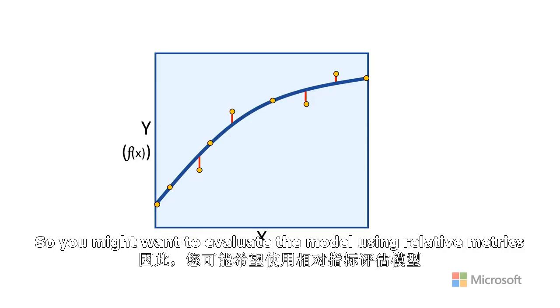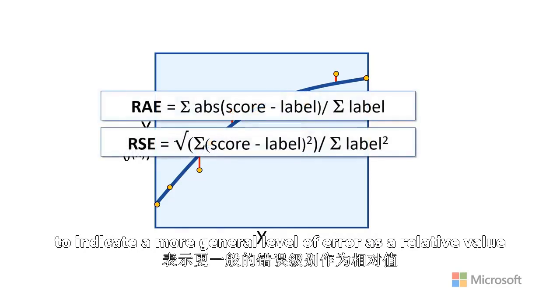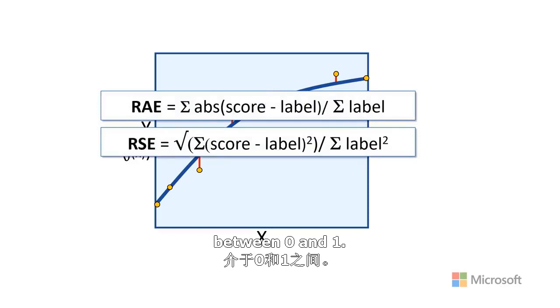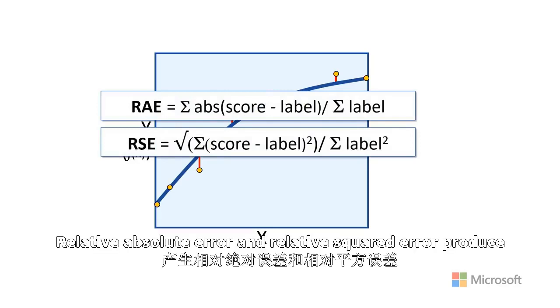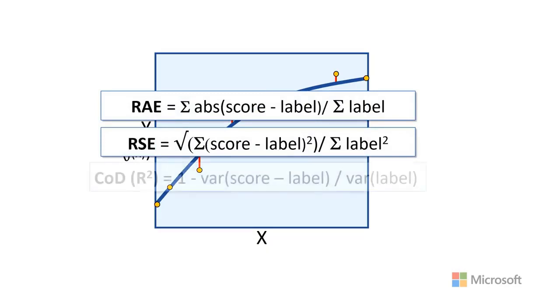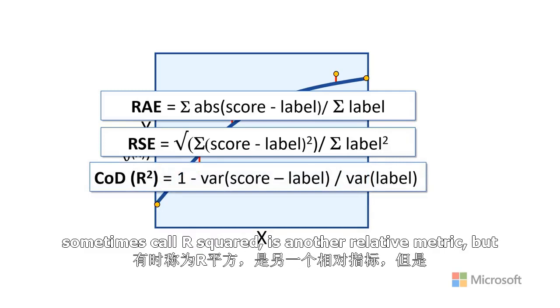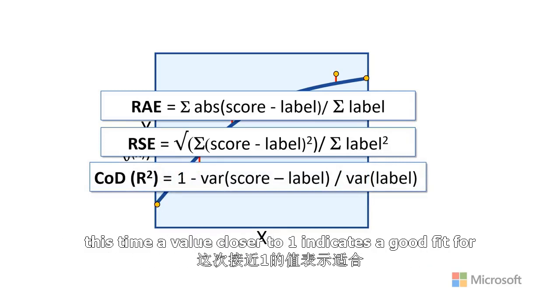So you might want to evaluate the model using relative metrics that indicate a more general level of error as a relative value between 0 and 1. Relative absolute error and relative squared error produce a metric where the closer to 0 the error, the better the model. And the coefficient of determination, which we sometimes call R squared, is another relative metric, but this time a value closer to 1 indicates a good fit for the model.